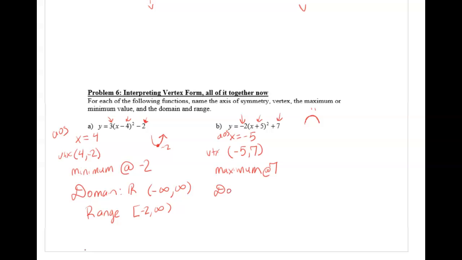My domain should never change if I have a quadratic. I should just have from -infinity to +infinity. And my range should go from... Why did I write two R's? I don't know. My range should go from -infinity all the way up to +7. And that's it for that.